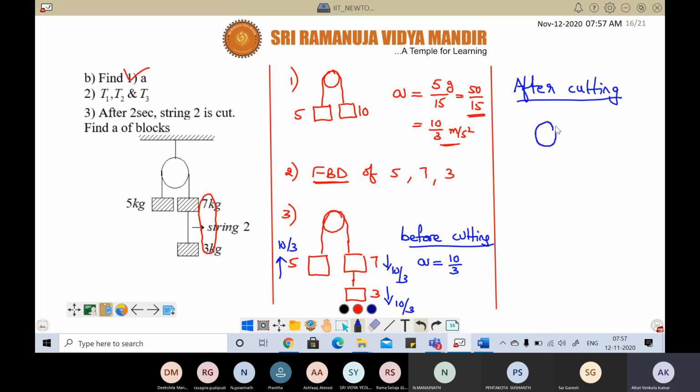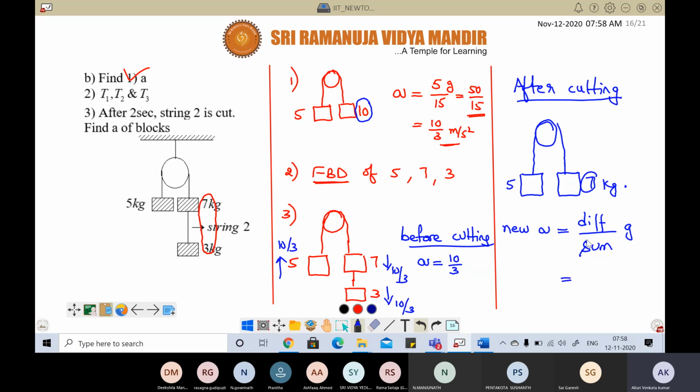After cutting, what happened? When string 2 is cut, the remaining configuration is 5 kg on the left side, and on the other side 7 kg. So now the system configuration has changed. Previously it was 10 kg, see here, on the right side. Now it is 7 kg. So the new acceleration is the same formula, difference in masses by sum of masses, into g. Difference in masses 7 minus 5, 2, divided by the sum, 5 plus 7, 12. So that means g by 6.